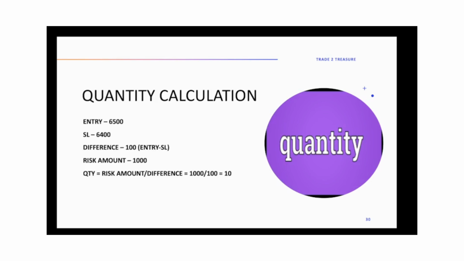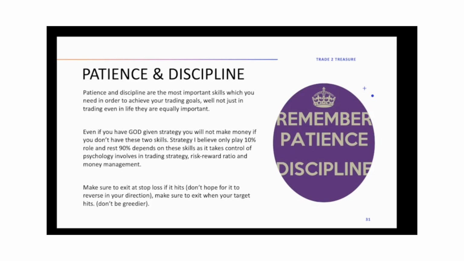So in this particular situation, your quantity needs to be 10 so that you don't lose more than 1,000 rupees on that particular trade. Now, patience and discipline. These are the most important skills which you need in order to achieve your trading goals. Not just in trading, even in life, they're equally important.